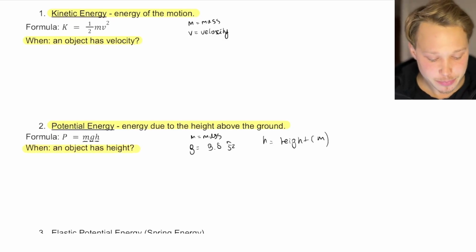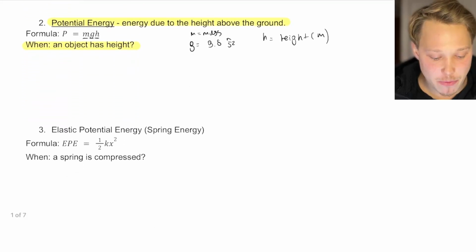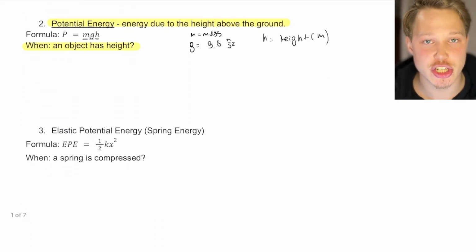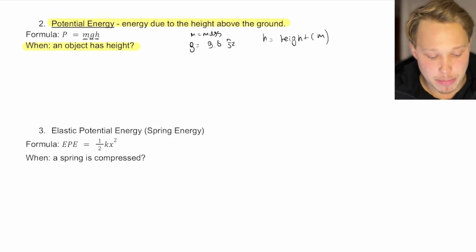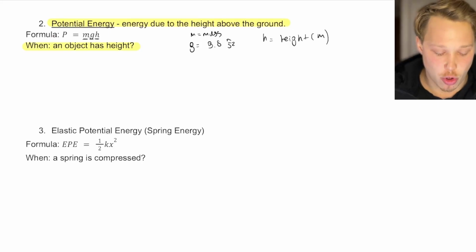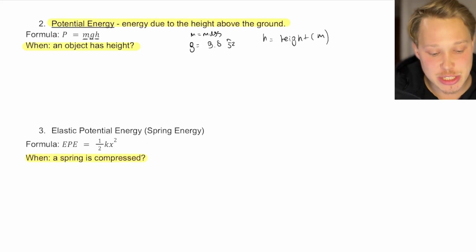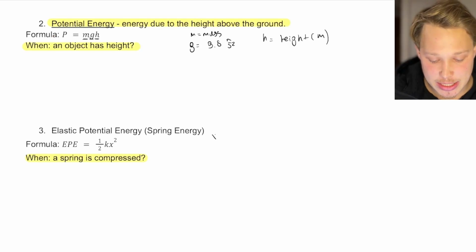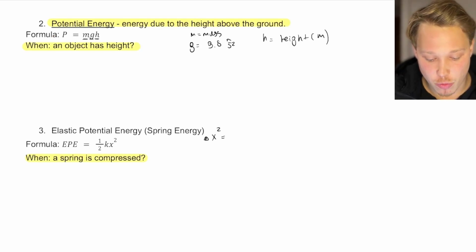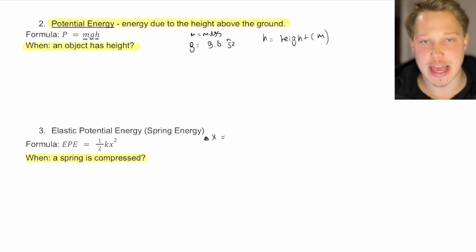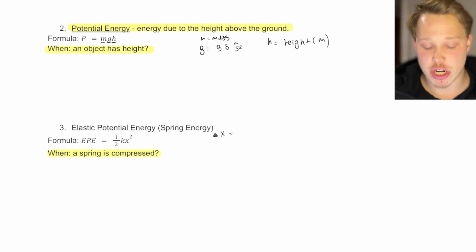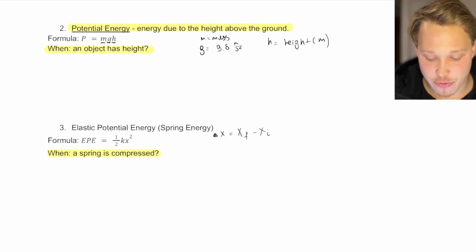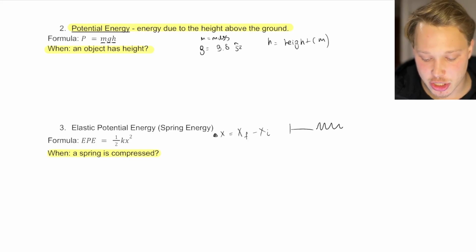All right. And finally, the last type of energy we'll talk about is the elastic potential energy, or the spring energy. It has a very similar formula to kinetic energy. The spring energy will only be applicable if we have a spring and if that spring is compressed or stretched. What this x is, is often written as delta x. So in this form, the formula is 1/2 k delta x squared. Delta x is by how much you stretch the spring, so it's the final position of the spring minus the initial.